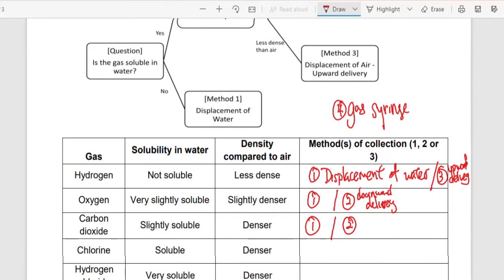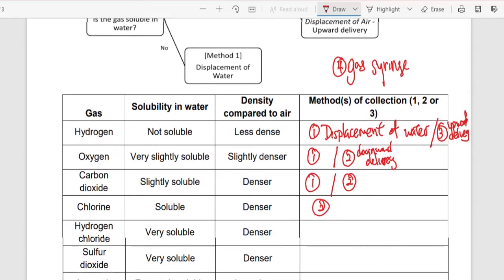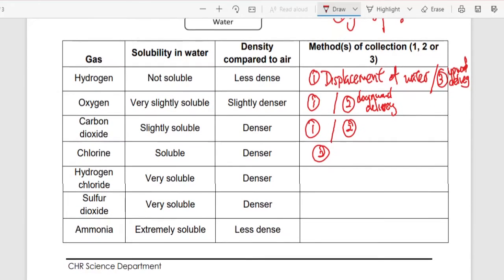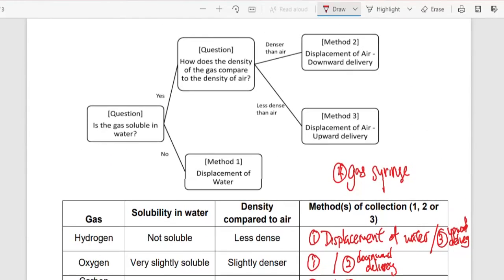So I'm just going to go through each of them. Because it's soluble, we cannot use displacement of water anymore. It's denser, so we use downward delivery. So you can see all of this here, soluble, extremely soluble, all this we cannot use displacement of water. So we can only depend on upward or downward. So method 2 is downward, method 3 is upward.